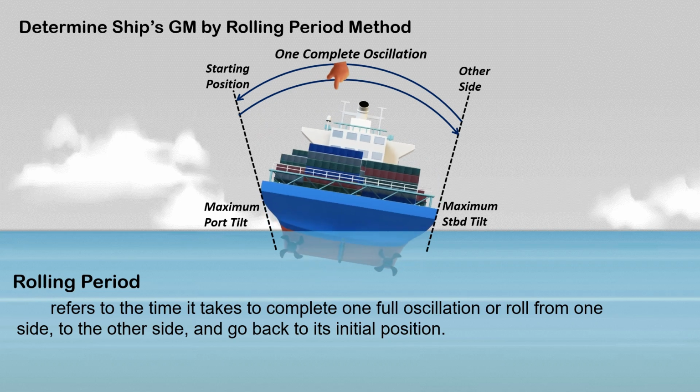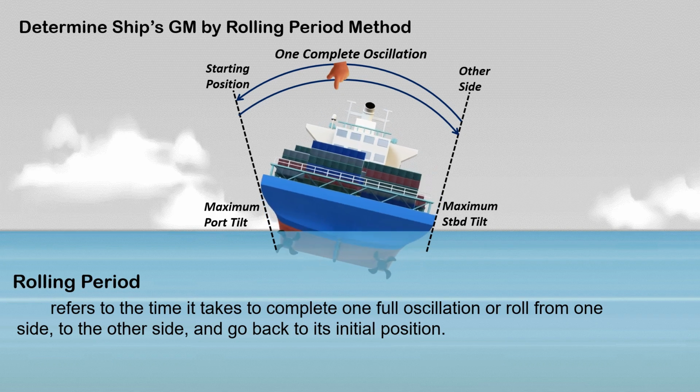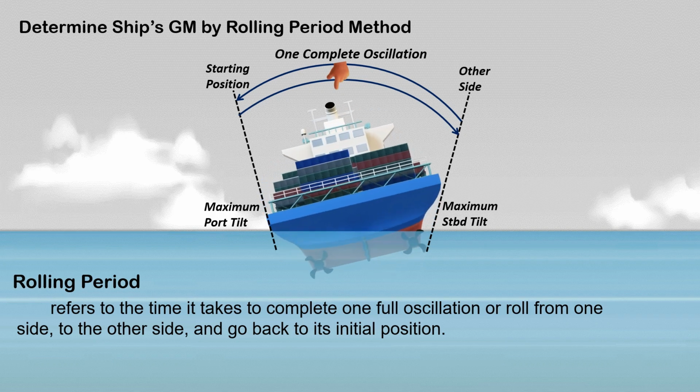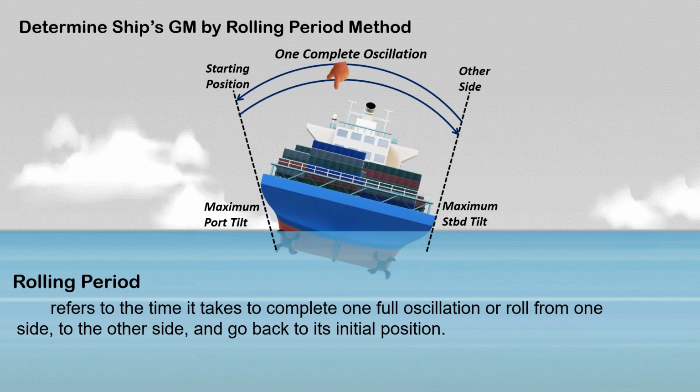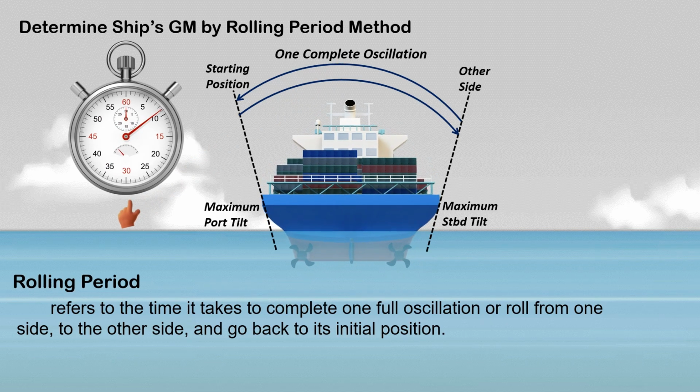This rolling motion occurs due to the ship's tendency to return to an upright position after being tilted or heeled by external forces like waves or wind. We usually use a stopwatch to determine the ship's rolling period.